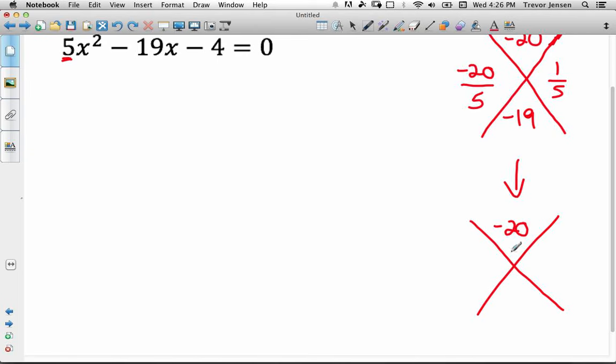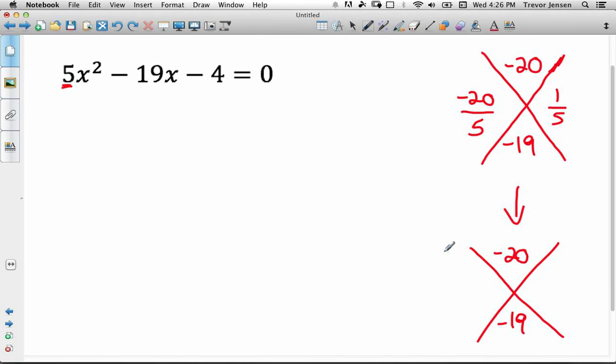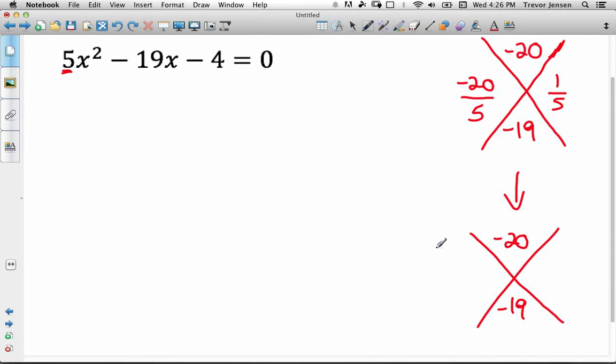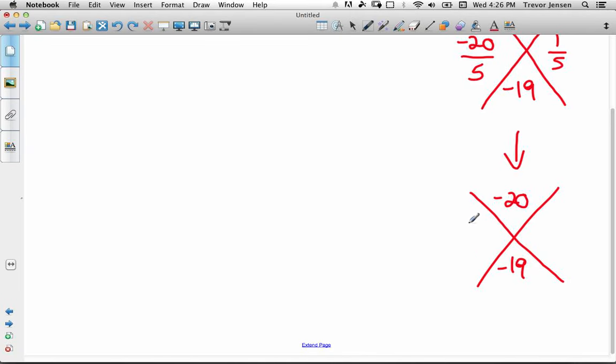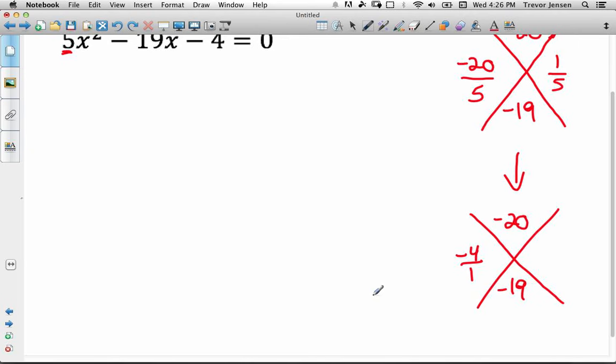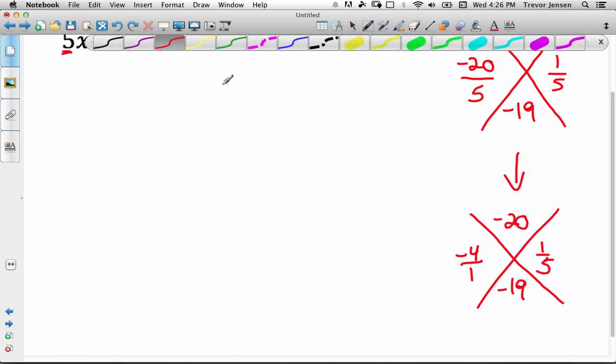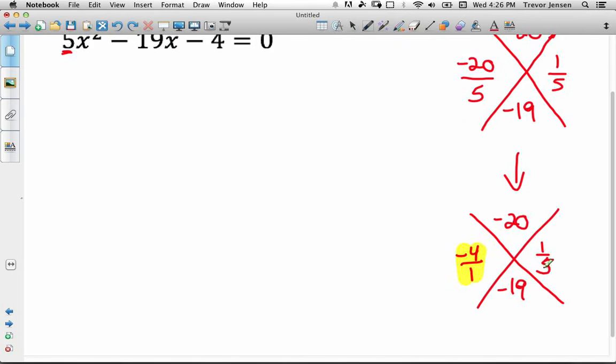So product negative 20, sum negative 19. Negative 20 over 5 will simplify: 5 goes into both of them, so it simplifies to negative 4 over 1, and 1 over 5 does not simplify. Now these two fractions are going to give you all of the numbers you need in your factors. This one gives us the numbers we need for our first factor, and this one gives us the numbers we need for our second factor.